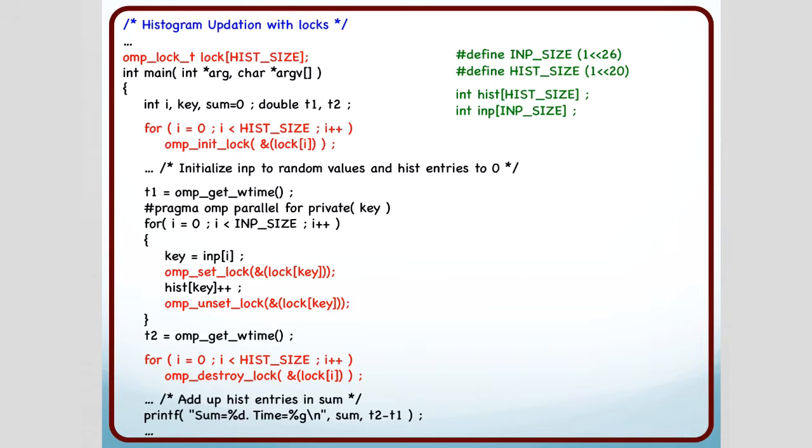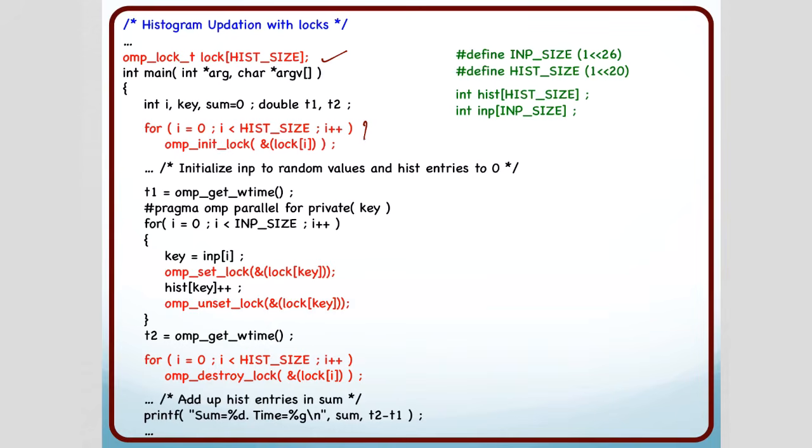How do we use locks? Locks are variables. So they are implemented using variables. So you can declare an omp_lock_t structure. Okay, like here. What are we doing here? We are allocating 2 to the power 20 locks. As many as the number of histogram elements, as the size of the histogram. Right?